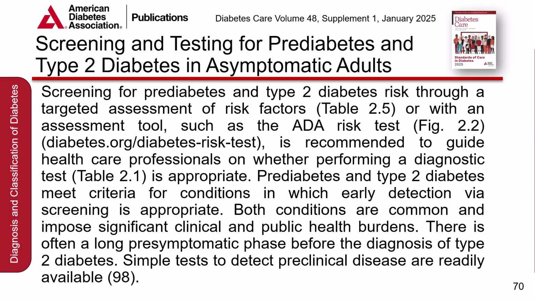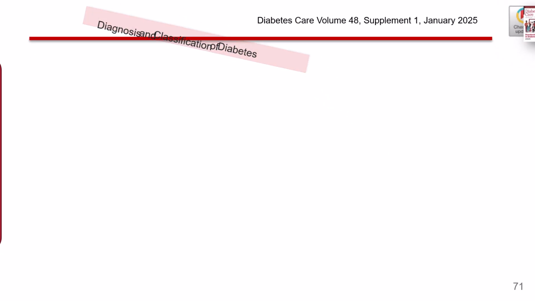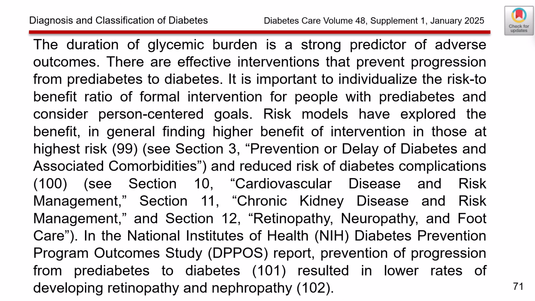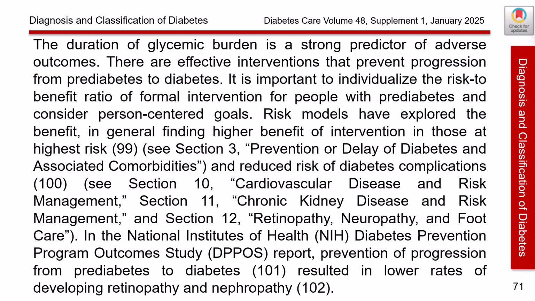Both conditions are common and impose significant clinical and public health burdens. There is often a long pre-symptomatic phase before the diagnosis of type 2 diabetes. Simple tests to detect preclinical disease are readily available. The duration of glycemic burden is a strong predictor of adverse outcomes. There are effective interventions that prevent progression from prediabetes to diabetes.